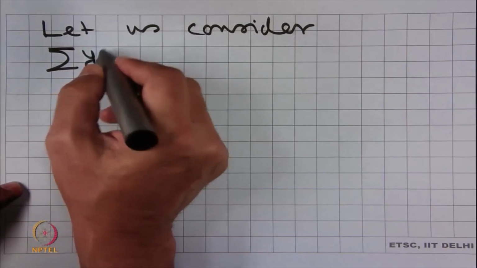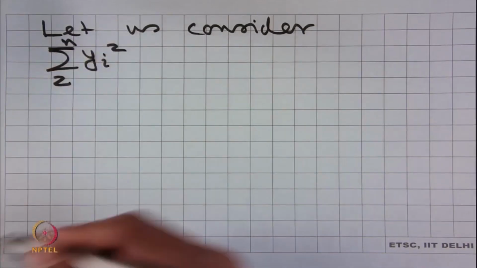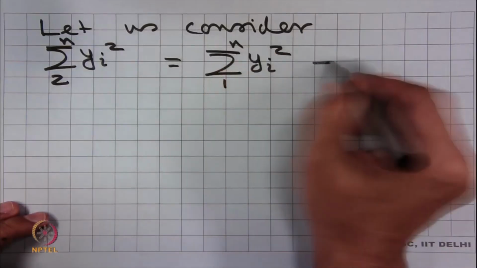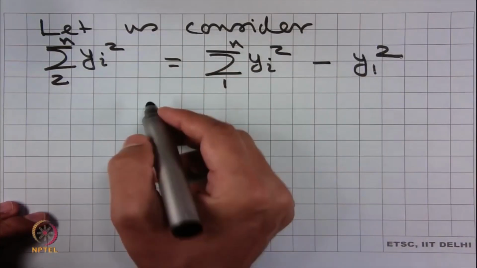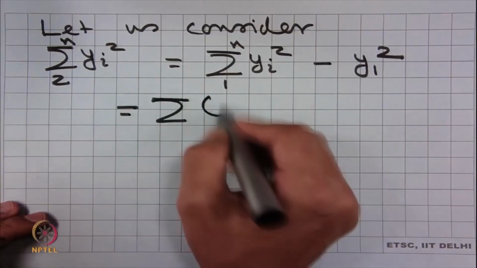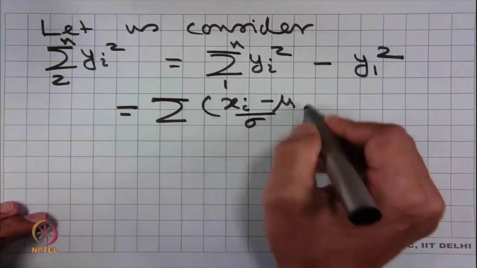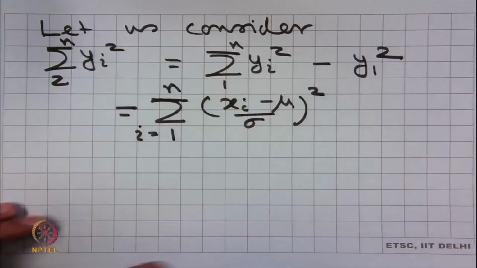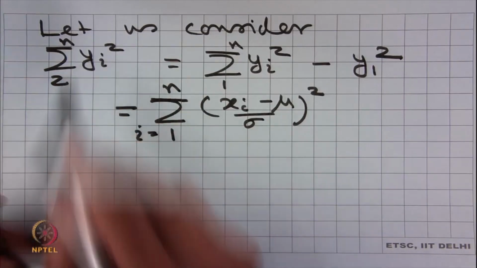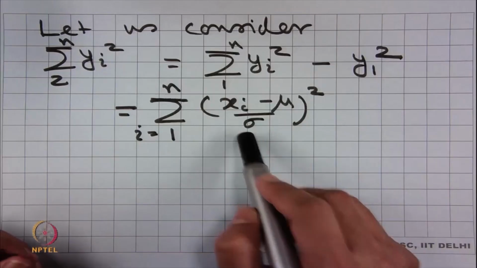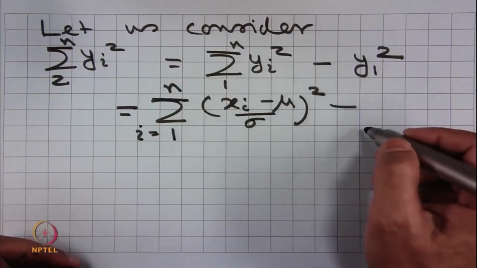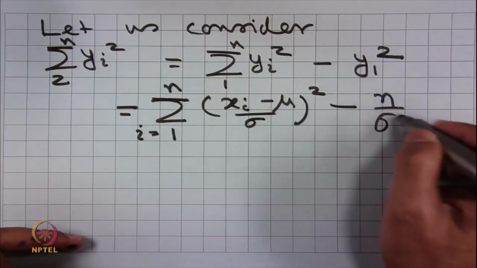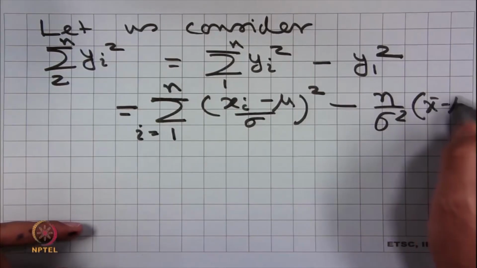sigma yi square from 2 to n. This is equal to sigma yi square from 1 to n minus y1 square, which is equal to sigma xi minus mu by sigma whole square, i equal to 1 to n, because we have seen some time back that sigma yi square is equal to sigma xi minus mu upon sigma whole square, minus y1 square, which is equal to n upon sigma square into x bar minus mu whole square.